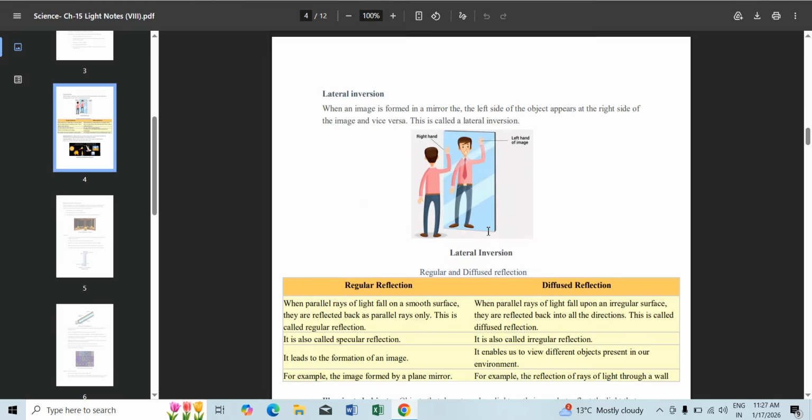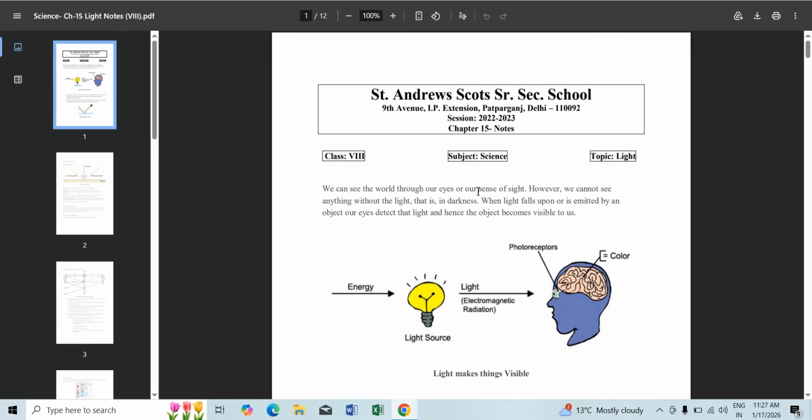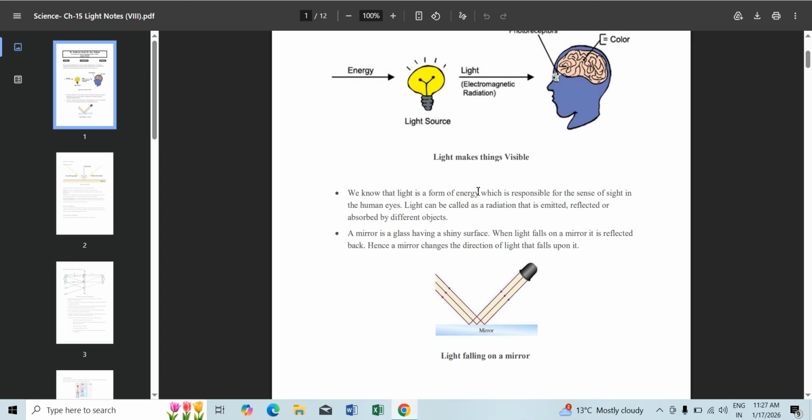So we have completed our chapter, reflection of light.